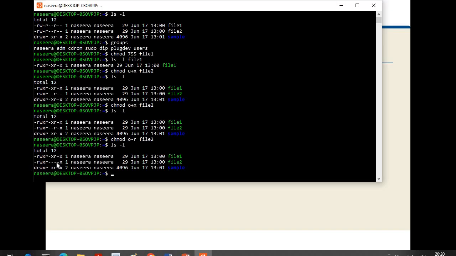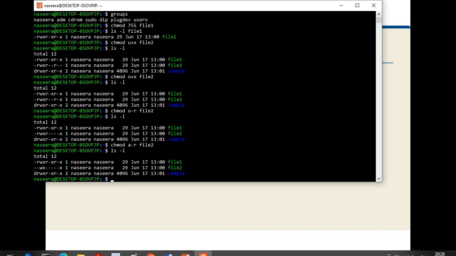Similarly, we can control the file permissions for everyone by using the chmod command. a stands for all. I remove read permission for file 2. So ls -l file 2 shows it is removing the read permission for everyone. Similarly, you can add both read and write permission for others for file 2. So now read and write permission was added to others.